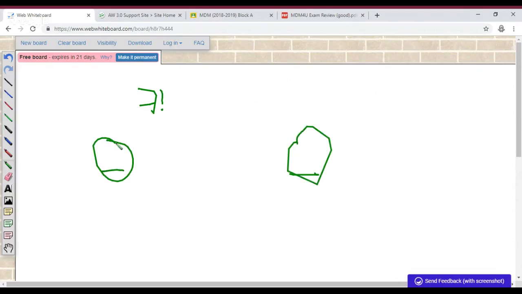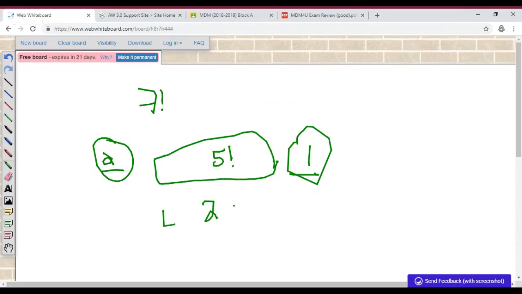So I must have one of the parents here, so that's 2 choices, and the other parent here, that's 1 choice. And in between them are going to be 5 people, 5 kids, so that's 5 factorial. So 2 times 5 factorial times 1, which is, I think, 240.